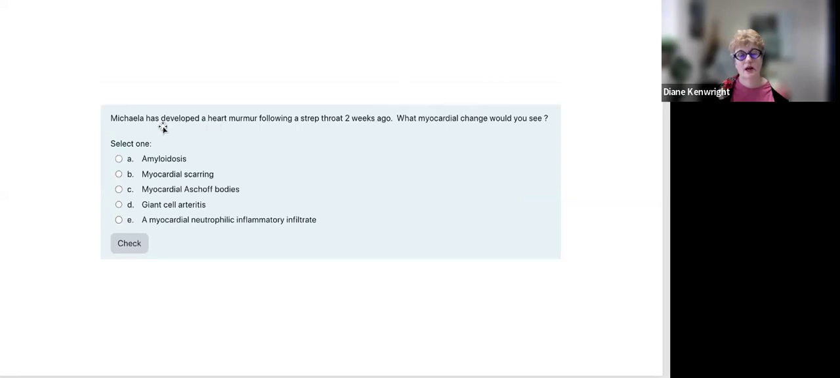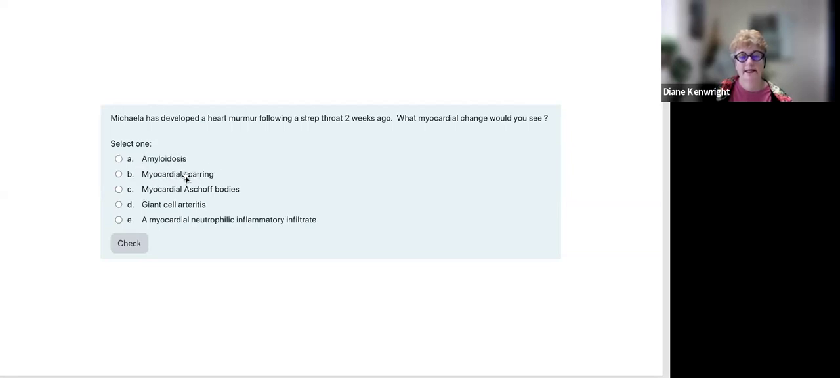Right, so Michaela has developed a heart murmur following strep throat 2 weeks ago. What myocardial change would we see? There's only one answer that has a keyword, and the answer is Aschoff bodies, which are the little nodules that you get in the myocardium and other sites with rheumatic fever. Not amyloidosis. This happens to old people and is an infiltration of the muscle, leading to restrictive pericarditis, not myocardial scarring.